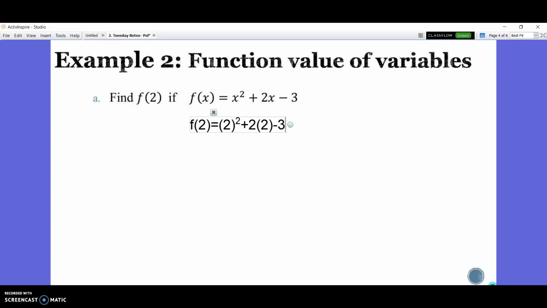minus 3. Now we need to simplify this. So this is not f times 2, it's f of 2. It is equal to, make sure you use the correct order of operations. So 2 squared comes first, that's 4, plus 2 times 2 is also 4, and then minus 3. So f of 2 would equal, now it's just addition and subtraction, whatever comes first, left to right. So 4 plus 4 is 8, minus 3 is going to be 5. So f of 2 is equal to 5. That would be our final answer.